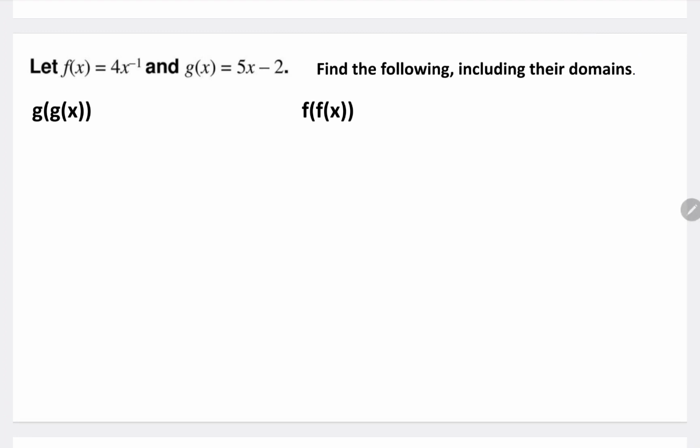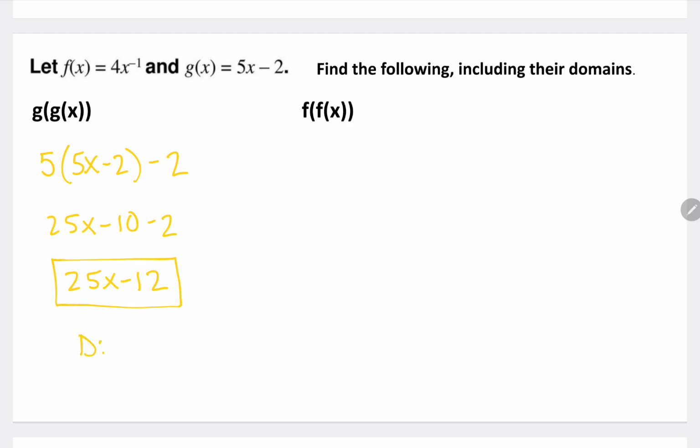Plugging g into g. So we're plugging 5x minus 2 into 5x minus 2, and then simplifying. That one's pretty easy. And there are no denominators where it could equal 0. There are no even roots. So our domain is all real numbers there.